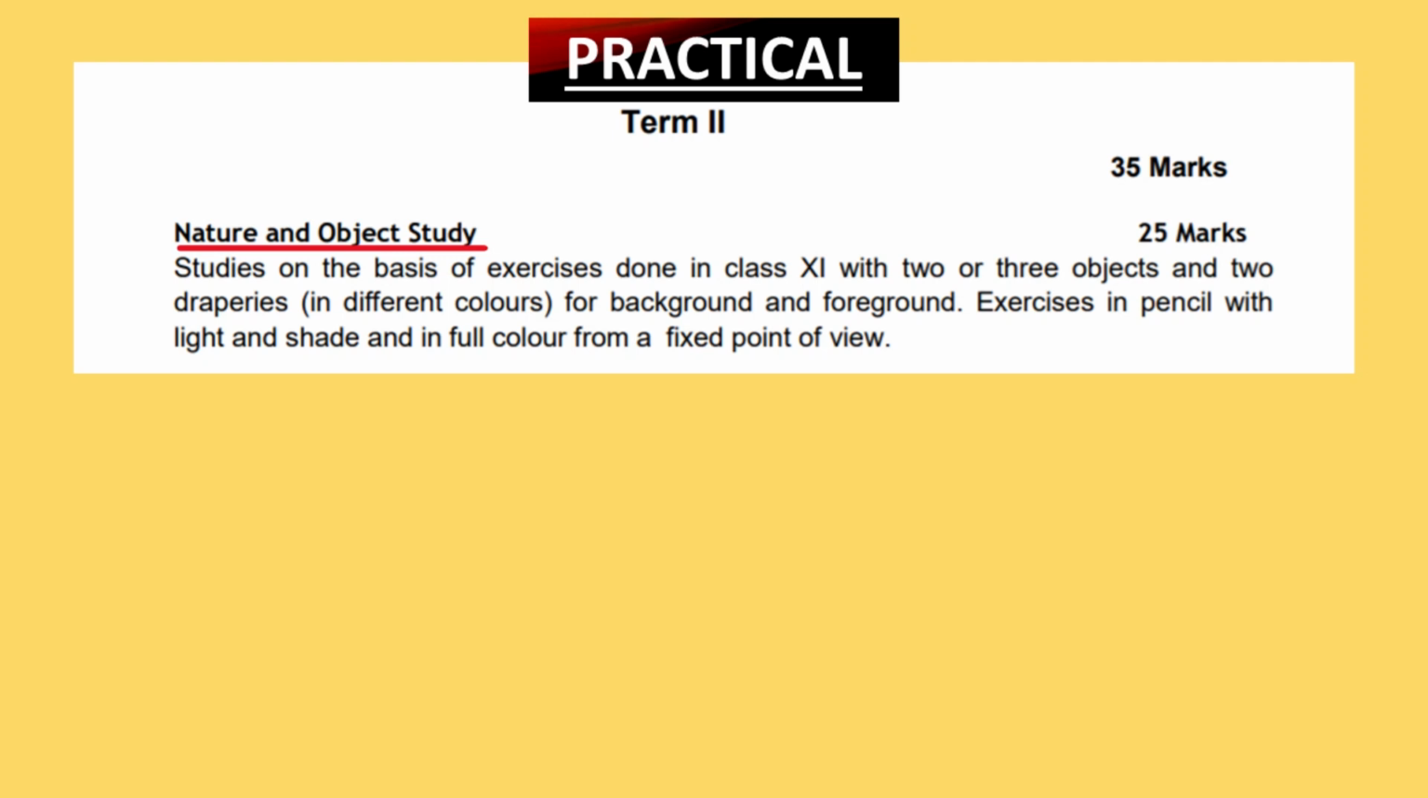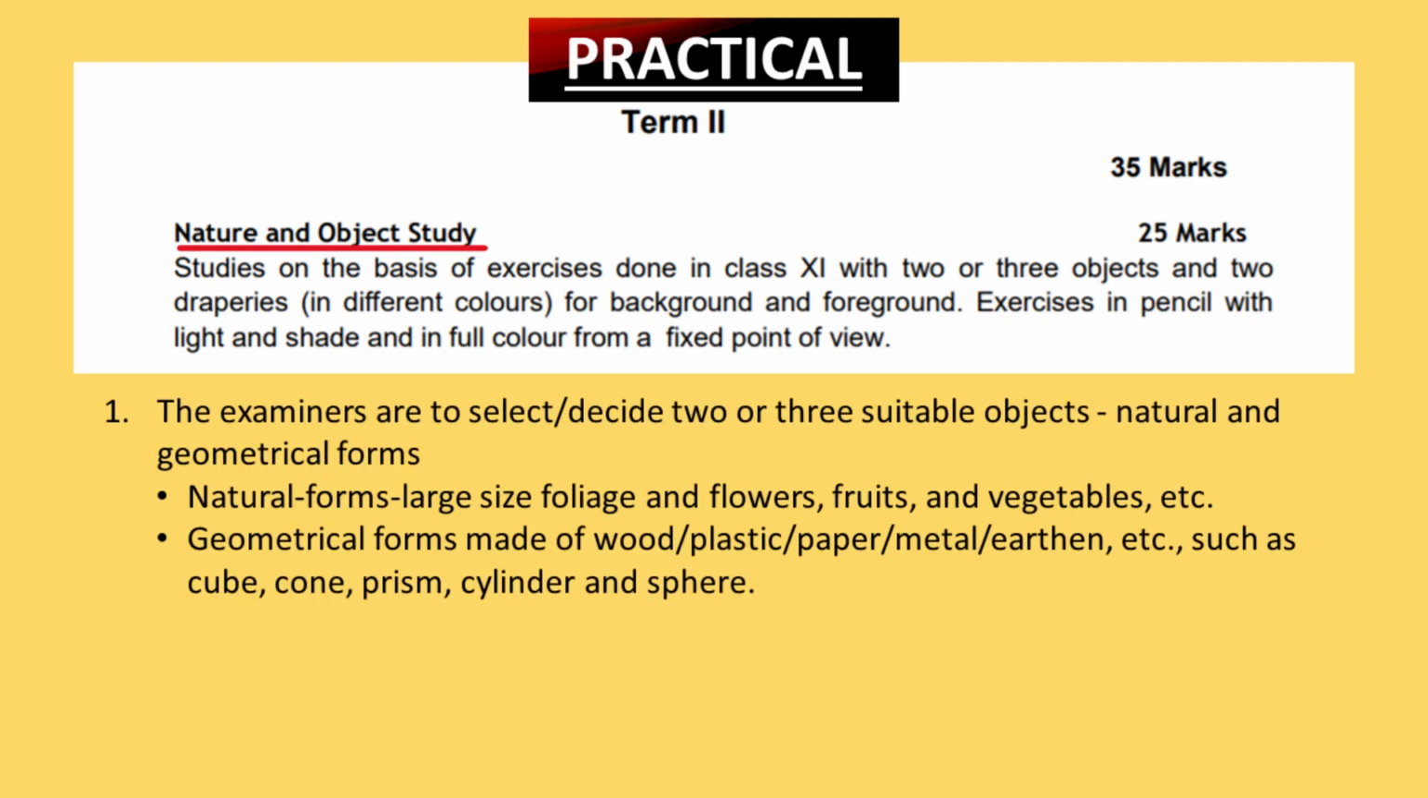I'll just show you the things that you have to do in this video. In this, the examiners are to select or decide 2 or 3 suitable objects which can be natural and geometrical forms. Natural forms can be large size foliage and flowers, fruits and vegetables, etc. And geometrical forms can be made of wood, plastic, paper, metal, earthen, etc., such as cube, cone, prism, cylinder, sphere. So anything that can be a box, anything that can be a bottle that is a cylinder, or anything that looks like a sphere or a ball can be part of your exam.